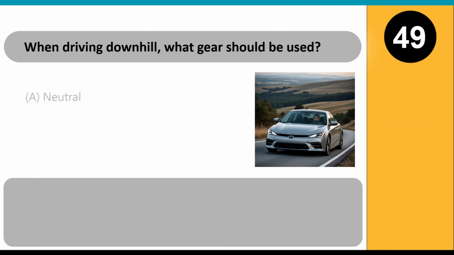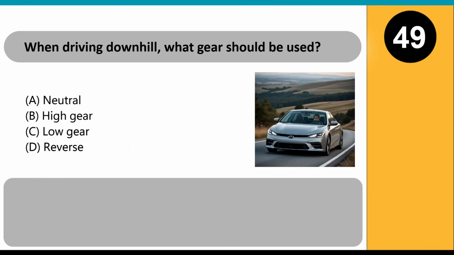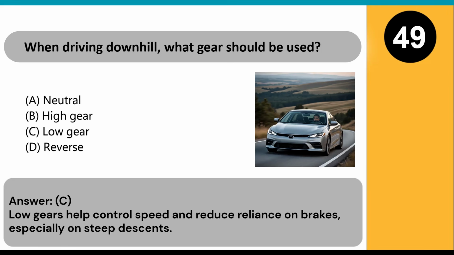When driving downhill, what gear should be used? A. Neutral. B. High gear. C. Low gear. D. Reverse. Answer: C. Low gears help control speed and reduce reliance on brakes, especially on steep descents.